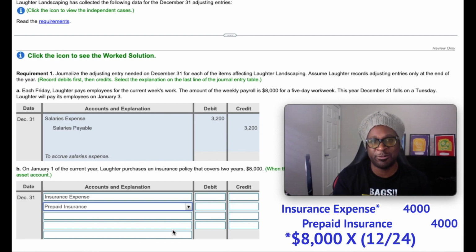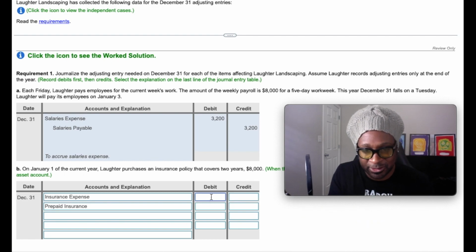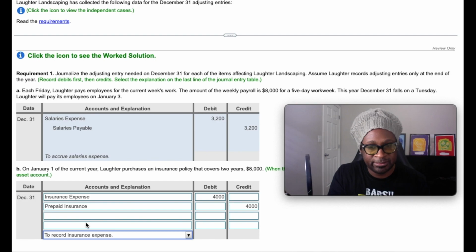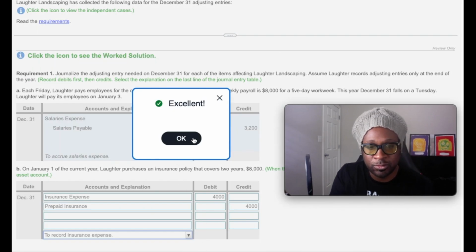Because it started on January 1st and it is now December 31st, which represents a complete 12 months. So what we do is we take the $8,000, multiply it times the time that has passed, which happens to be 12 months, gang, and divide it by the total amount of time that was prepaid, which was initially 24 months. And obviously that's half of the 8,000, which will bring us to 4. Record insurance expense. We're going to check the answer. Excellent job, gang. Moving on.